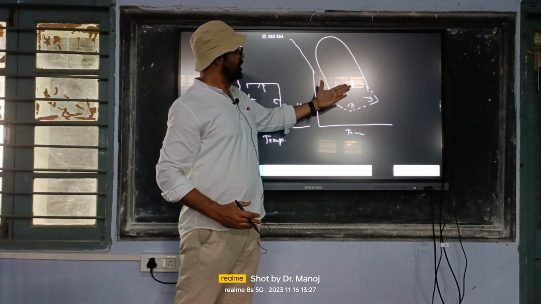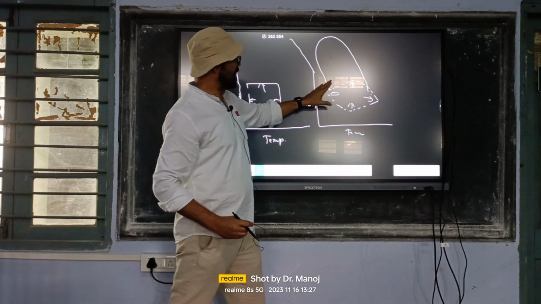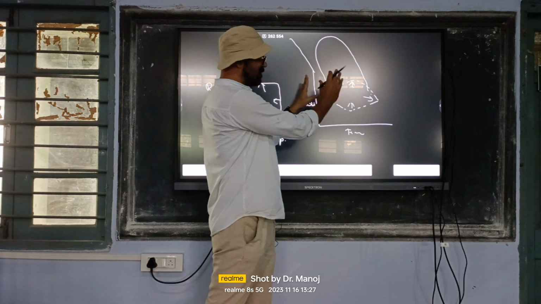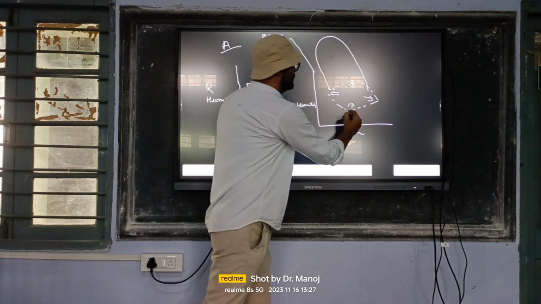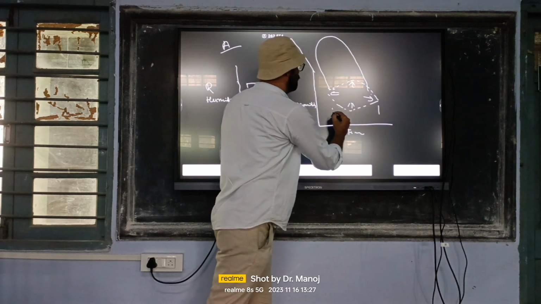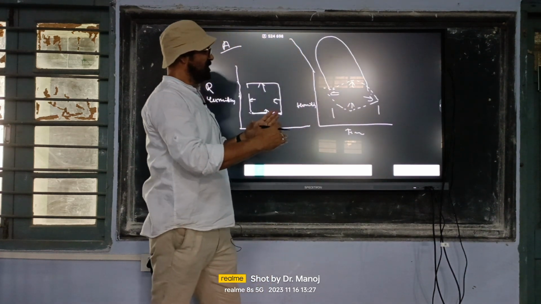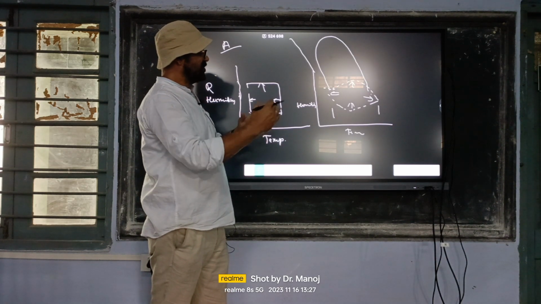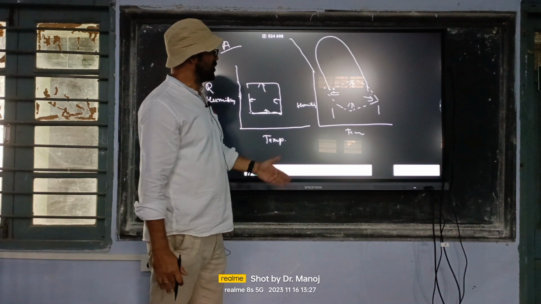So he considered niche as a portion of hypervolume, a portion of hypervolume occupied by the organism where it goes. This is a higher limit, this is a lower limit, this is a higher limit, this is a lower limit, that way. And where it grows, reproduces and performs its normal activities.